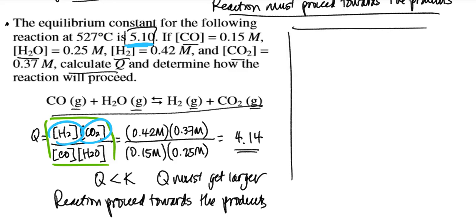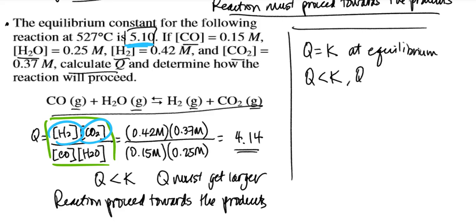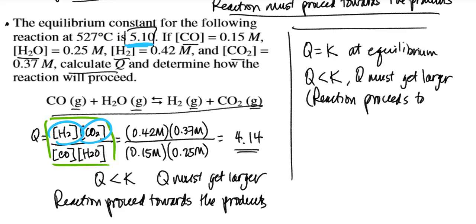Okay, so to summarize, when I use the reaction quotient, if the reaction quotient is equal to the equilibrium constant, then that means that the reaction is at equilibrium. As we saw twice over in these examples, basically if Q is less than the equilibrium constant, then that means that Q must get larger, and if Q must get larger, then that means that the reaction proceeds towards the products.